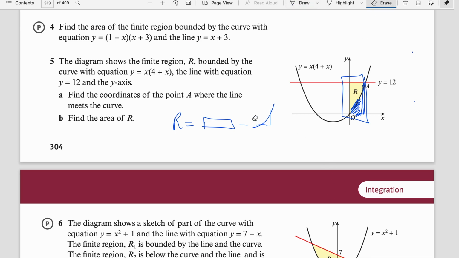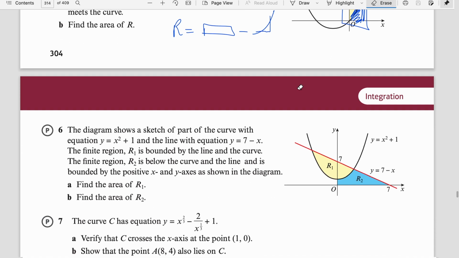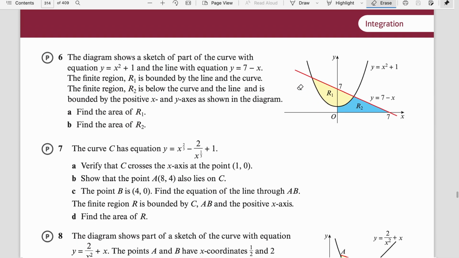And how do you get that? You do that by integrating both of them, or first find the area of the rectangle and then the curve. Is it clear? Now look at question number 6.